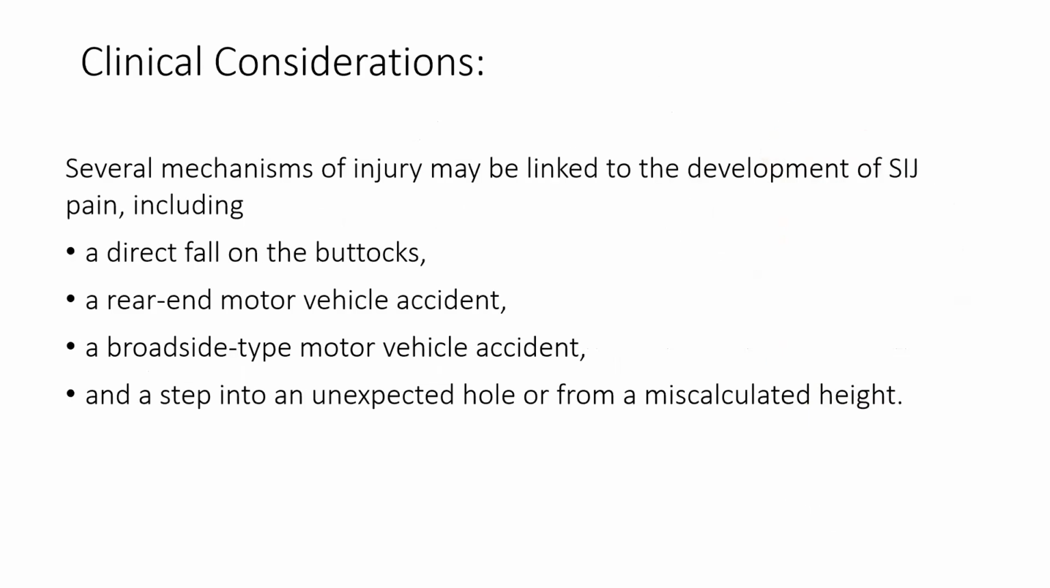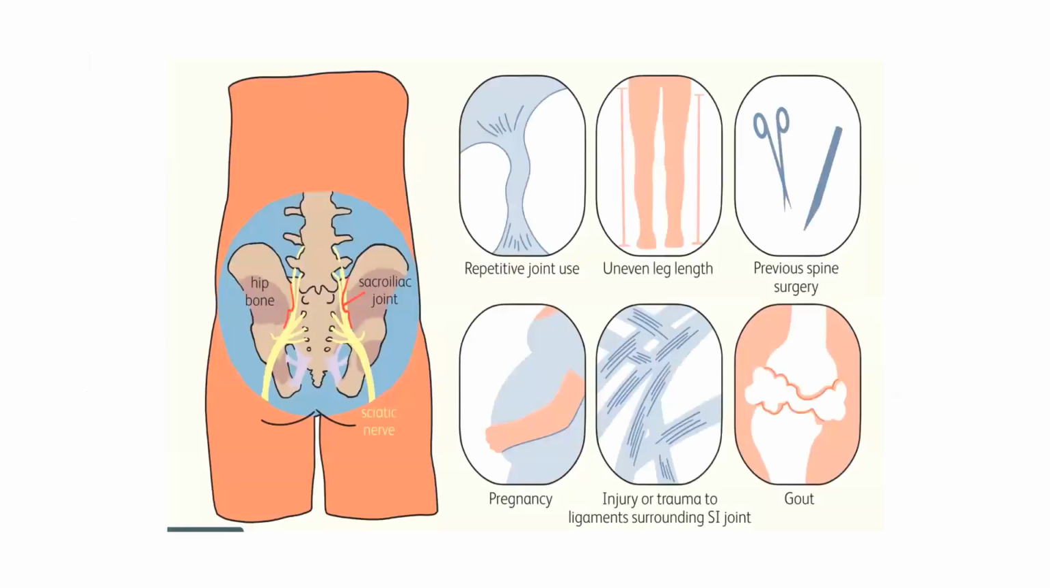Clinical consideration. Several mechanisms of injury may be linked to the development of SI joint pain, including a direct fall on the buttocks, a rear-end motor vehicle accident, a head-on collision in a motor vehicle accident, and a step into an unexpected hole or a miscalculated height. Or due to repeated injury, as in athletes who are rowing, tennis players and golf players, people with limb length discrepancy, and people with previous lumbar spine fusion surgeries.